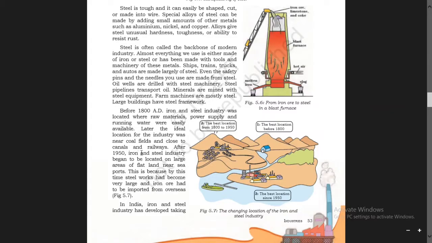After 1950, iron and steel industry began to be located on large areas of flat land near seaports. So port facility is also required for this industry. This is because by this time steel works had become very large and iron ore had to be imported from overseas. Overseas means across the sea.